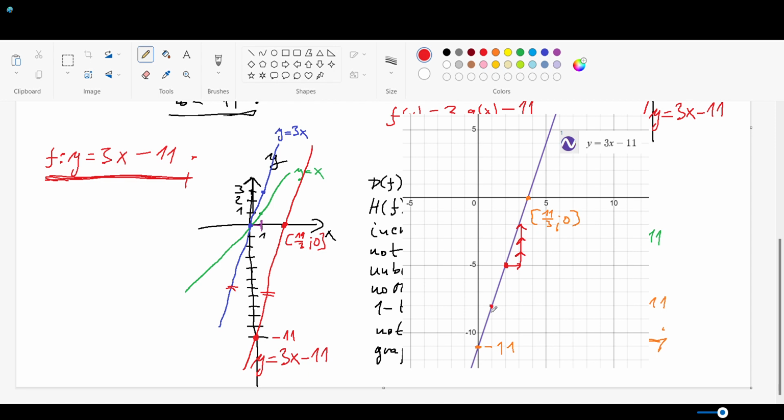And this must apply to any point you take from the graph. So let me show you with this one. You move 1 point to the right, and then you move 3 points up. So again, it fits.